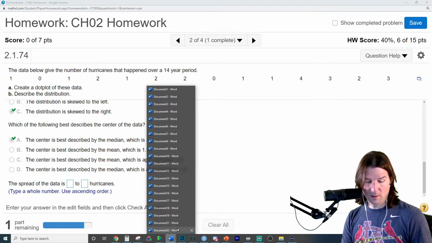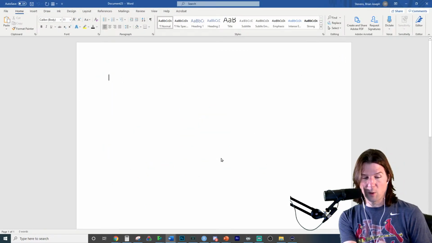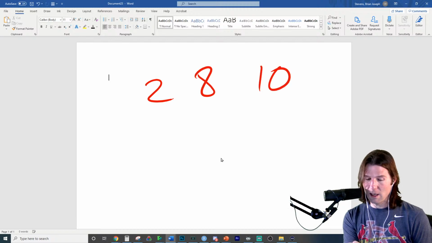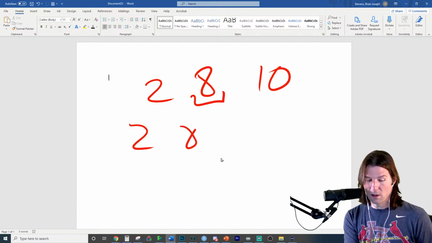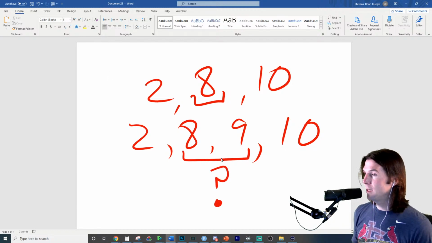Just a quick review on how to find the median again. When we find the median, if we have 3 numbers, we put them in order, and we have like 2, 8, and 10, and the middle number is the median. If we have 4 numbers, there is no middle number. With 4 numbers right here, what would be the median of this data set?